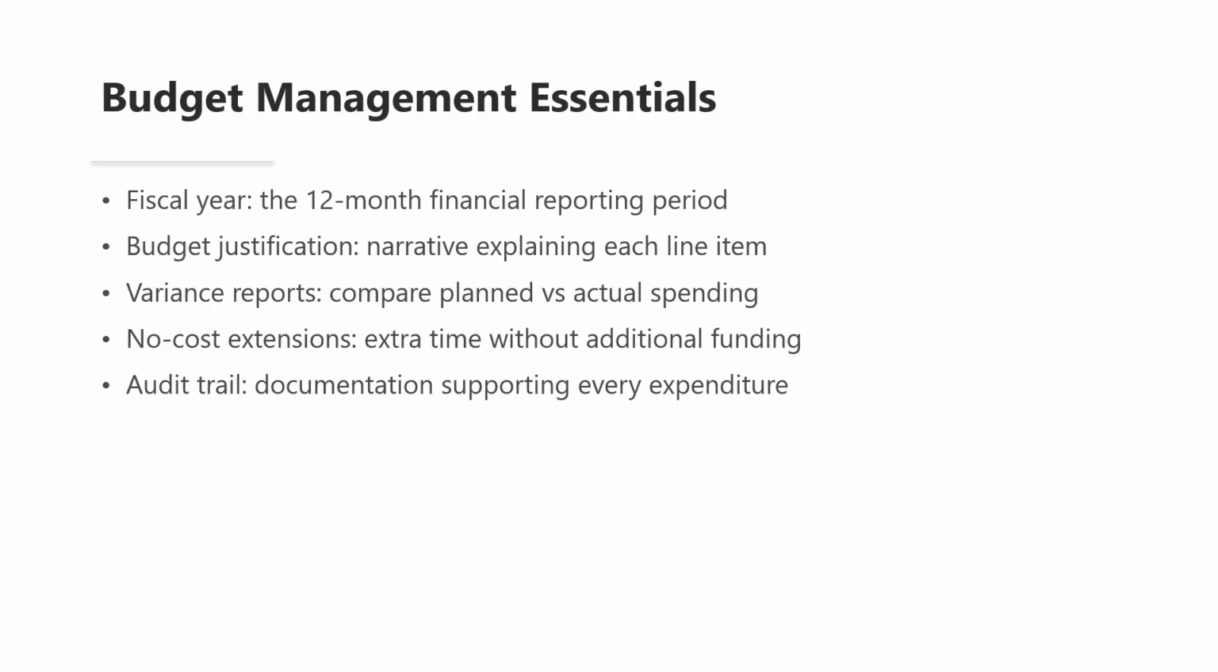Beyond building a budget, you also need to know how to manage one effectively, and this is where your knowledge really starts to come together. The fiscal year is the 12-month financial reporting period. The federal fiscal year runs from October 1st through September 30th, while many organizations use July through June. All expenditures must align with fiscal year dates, meaning you cannot spend year 1 funds on year 2 activities without authorization.